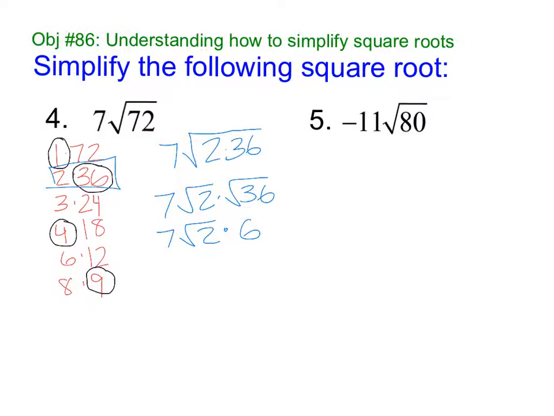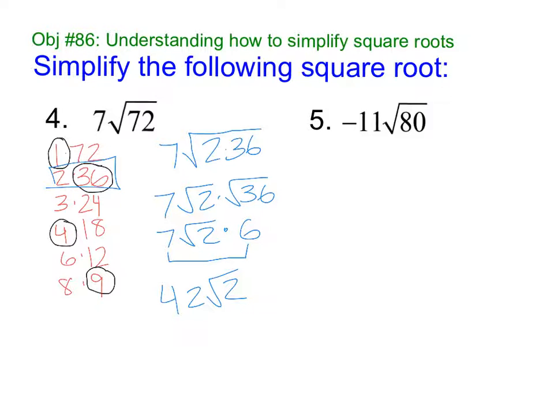Now, when things are touching, but there's nothing between them, what does that mean? That means multiplying. So then we're going to take our 6 and our 7. Those are just going to be multiplied. So 42 root 2. All right. Pause the video and try number 5 on your own.